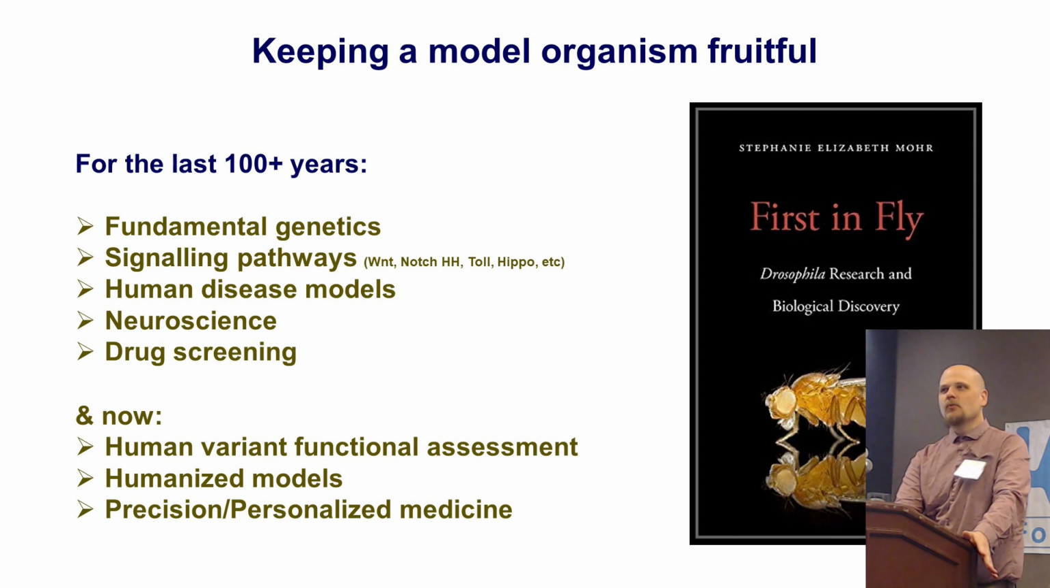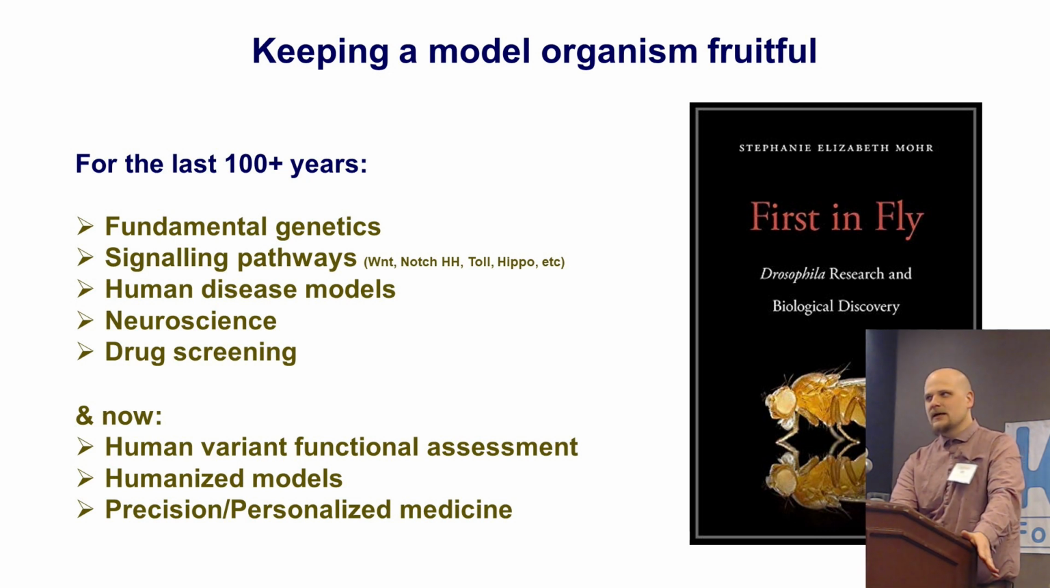But if you're not aware, for the last 100 years, flies have basically been first for discovering fundamental genetics, signaling pathways for the scientists in the room, Wnt, Notch, Hedgehog, Toll, etc., developing models of human disease, some key fundamental neurobiology, and importantly, they can be used for drug screening very quickly.